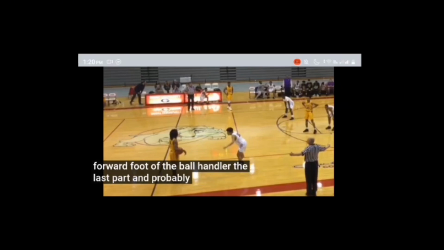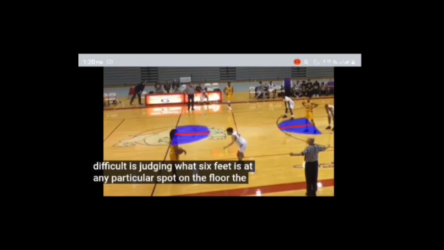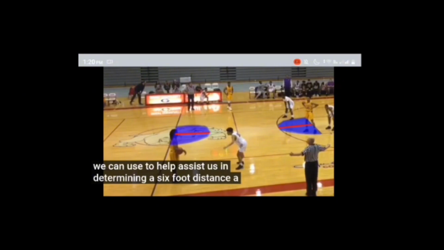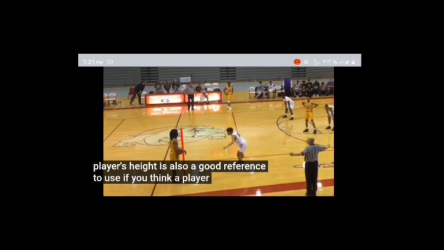The last part, and probably the most difficult, is judging what 6 feet is at any particular spot on the floor. The semicircle at the division line and the free throw line are two reference points we can use to help assist us in determining a 6-foot distance. A player's height is also a good reference to use. If you think a player is about 6 feet, then imagine that player lying down and the distance it would be between him and his opponent.